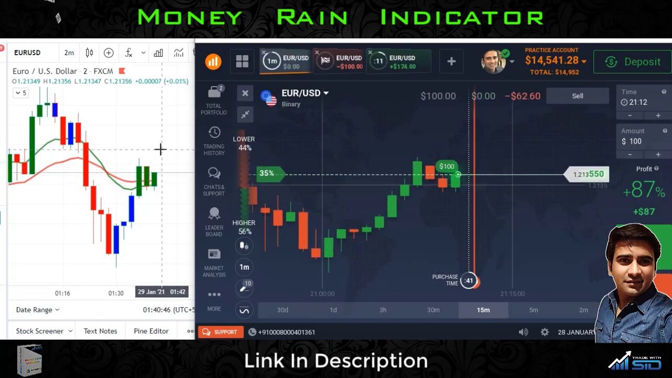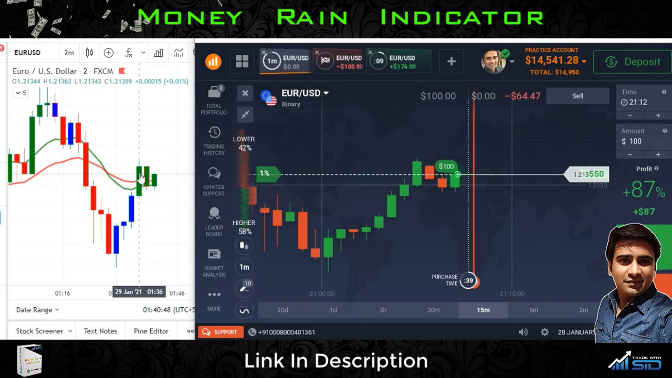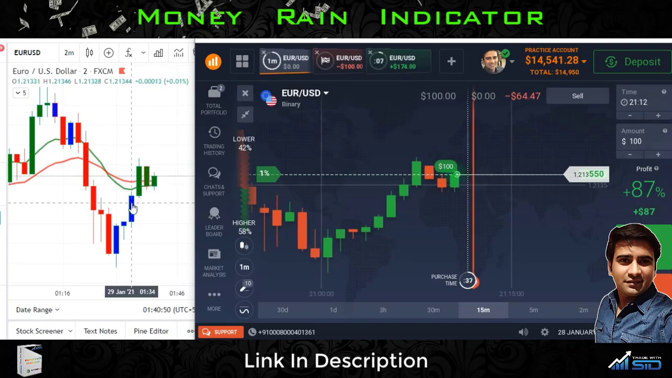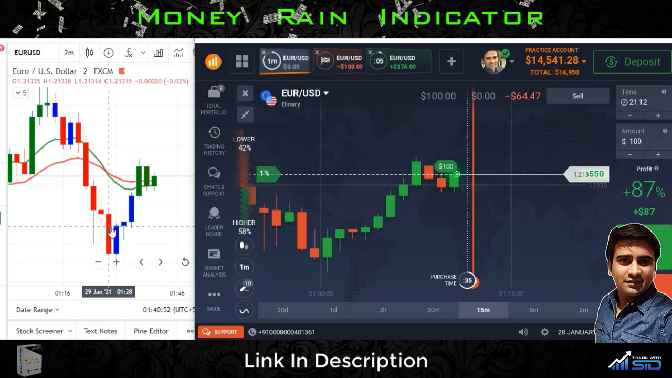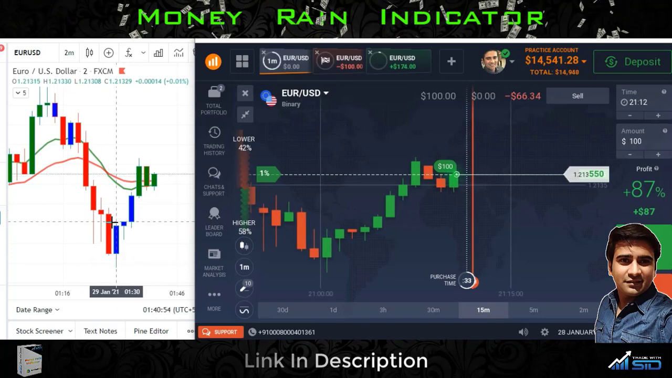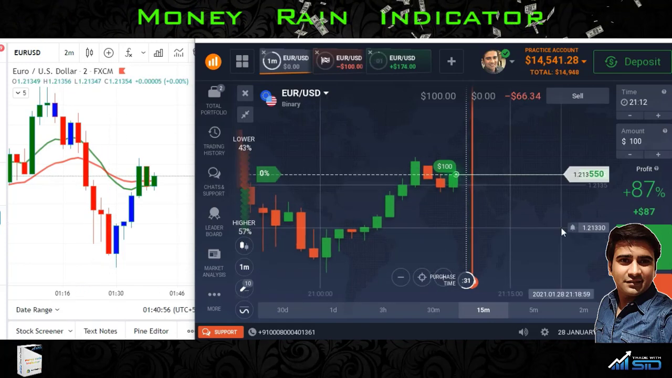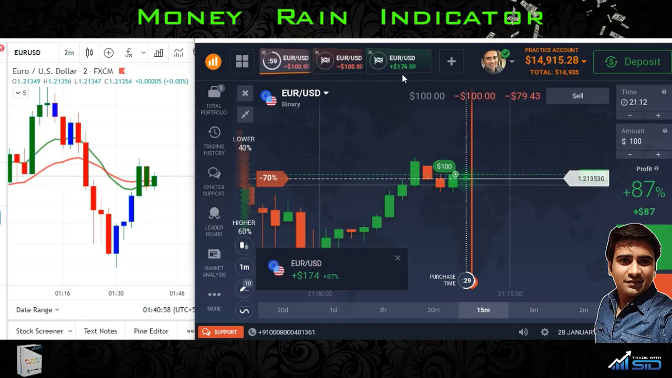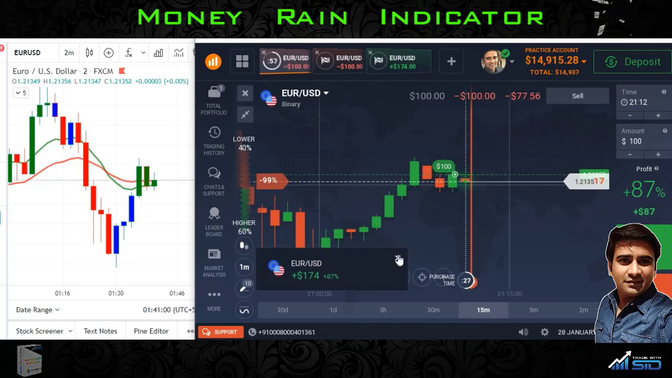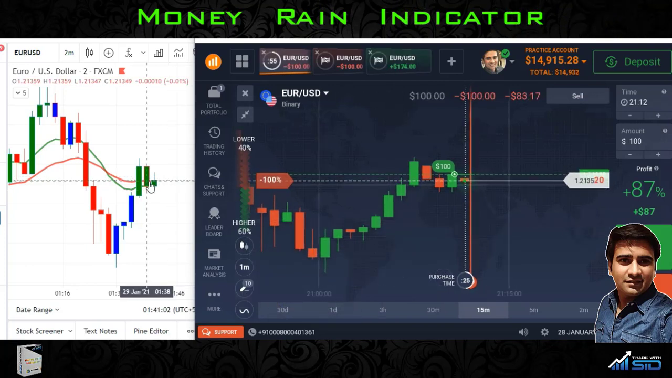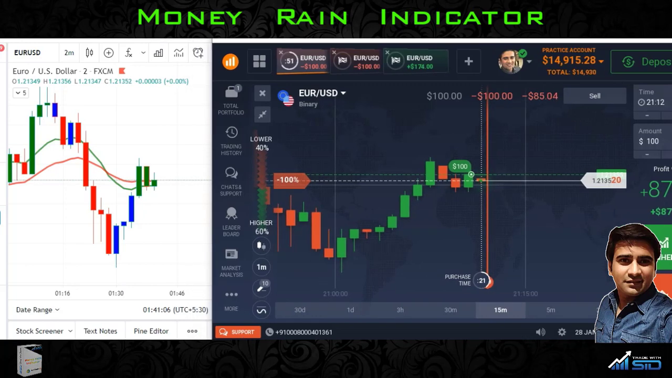I expect the prices to go higher because the color has changed to green from blue, and the earlier trade we took was because of the color changing to blue from red. So yeah, here we go. We just won it, guys. Now let's wait and see how the prices are reacting.